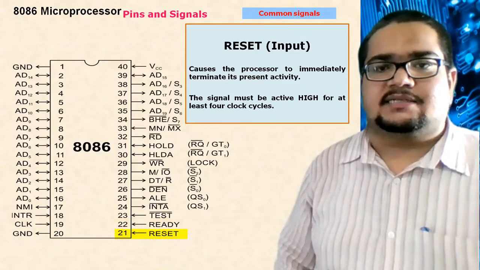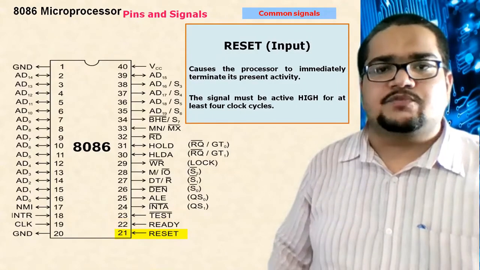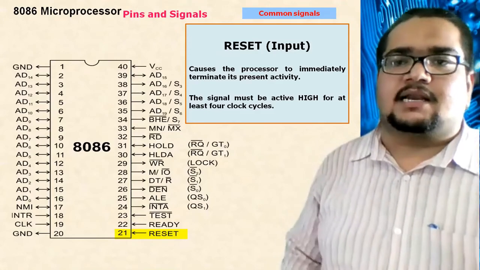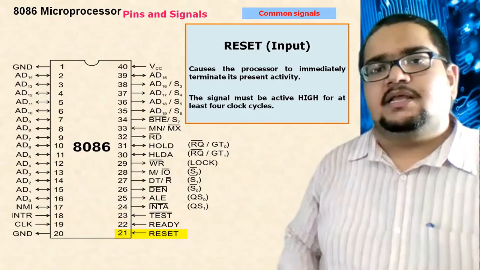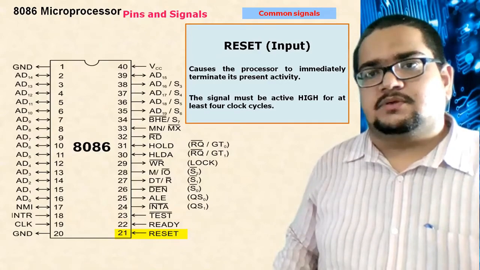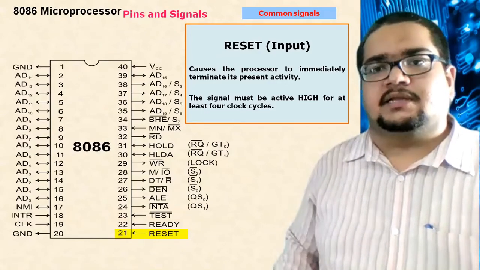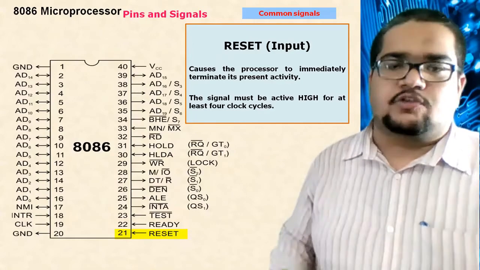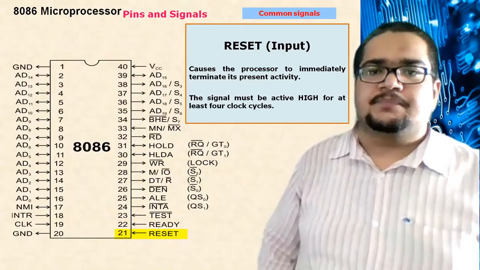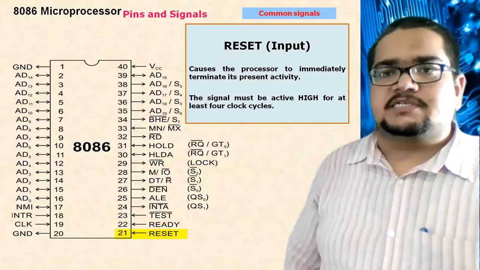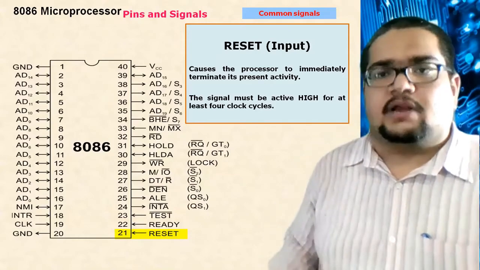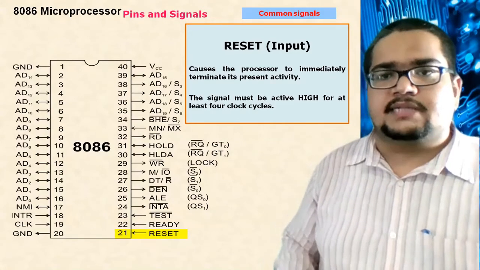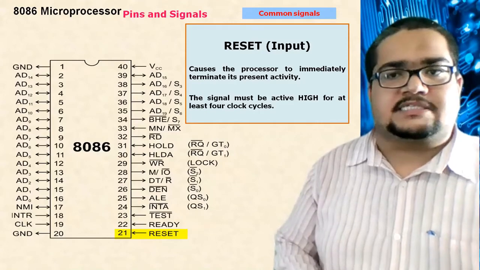Next is reset. So reset means we are resetting the whole processor basically. Everything that is in the internal registers and ALU will be cleared, to make the processor go into an initial state. Like you have studied state machines earlier in digital system design, the flip-flops and everything also have a reset button to make the state machine go to the initial state.